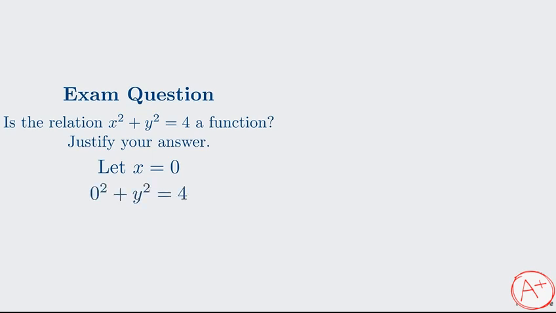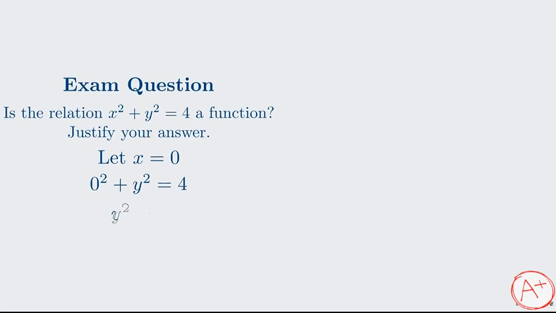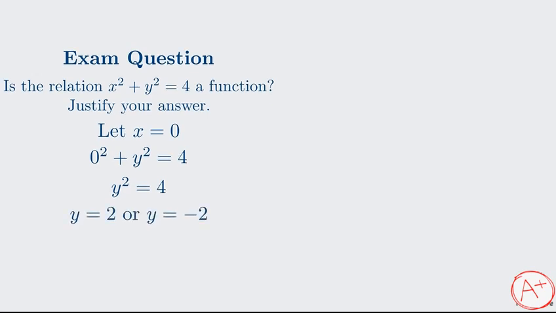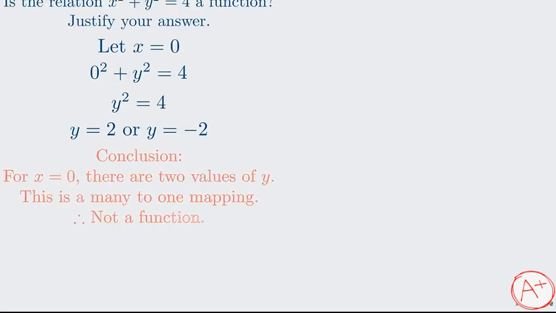Substituting 0 into the equation, we get 0 squared plus y squared equals 4. Simplifying this, we are left with y squared equals 4. When we solve for y, we get two possible values, y equals 2 or y equals -2. Since the input 0 maps to both +2 and -2, the exactly one rule is broken. Graphically, this equation represents a circle, and a vertical line through the center would hit the top and bottom of the circle, failing the vertical line test.